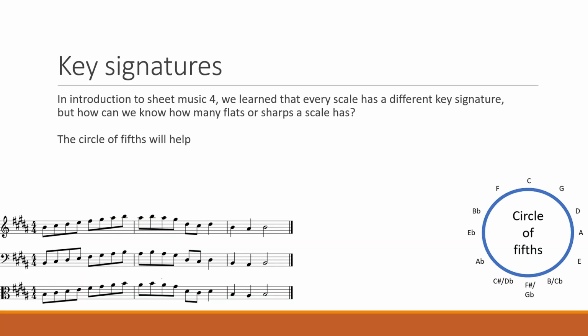So, in Introduction to Sheet Music 4, we already looked a little bit at key signatures, but how do we know how many flats or sharps a scale has? The circle of fifths is going to help us with that. And the circle of fifths is here on the screen. This is the new best friend for you. Whenever you are going to make scales or chords, or look at what key a piece is in, or you want to analyze music, we are going to use the circle of fifths because it's really helpful.